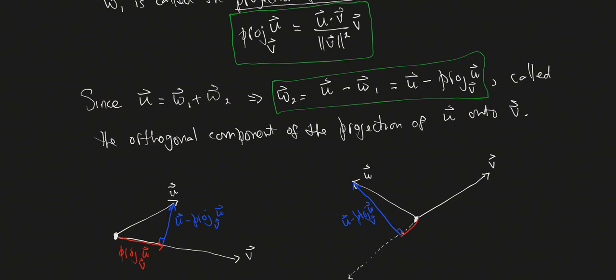So it actually has to go in the opposite direction. Because the angle between the vectors is obtuse, bigger than 90 degrees, you actually have to go in the direction that is opposite to v in order to find that closest point to the terminal point of u. And again, this is the projection of u onto v.